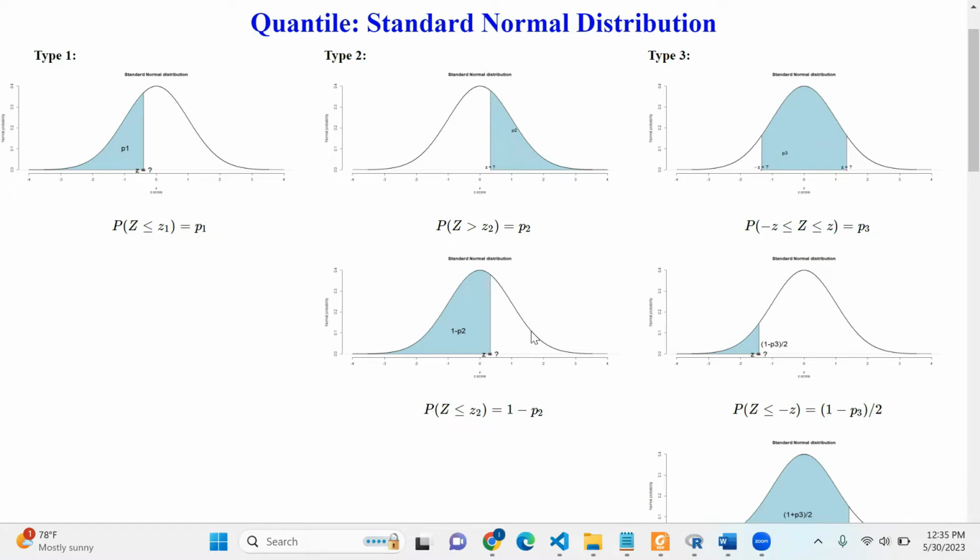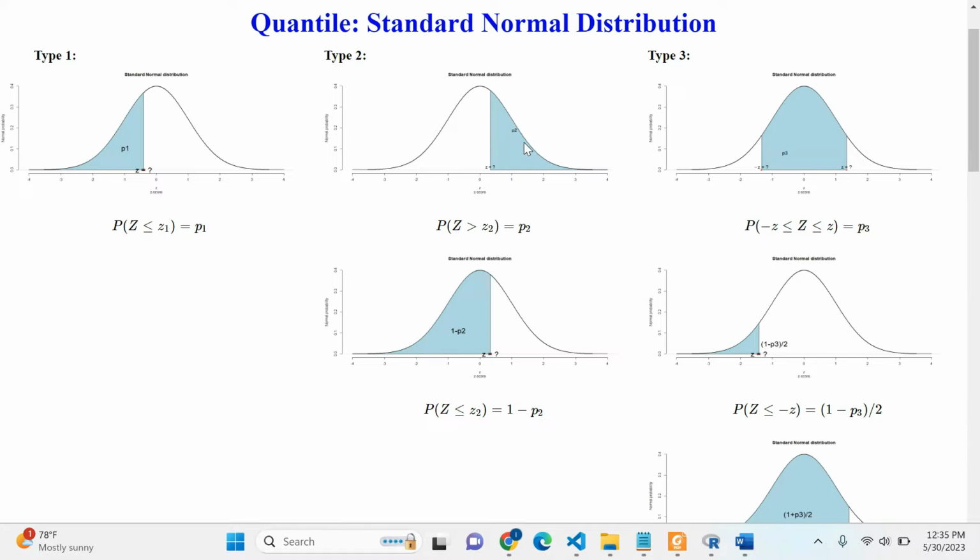Here we shall discuss three possible types of quantile problems. Quantiles corresponding to left tail probability, that is, probabilities given on the left side of the curve. We are trying to find out this quantile value. Quantile corresponding to right tail probability, that is, probabilities given on the right side of the curve. We are trying to find out this quantile. And the quantile corresponding to the middle probability. Here, the probability is given in the middle. We try to find out these two quantiles containing this interval.